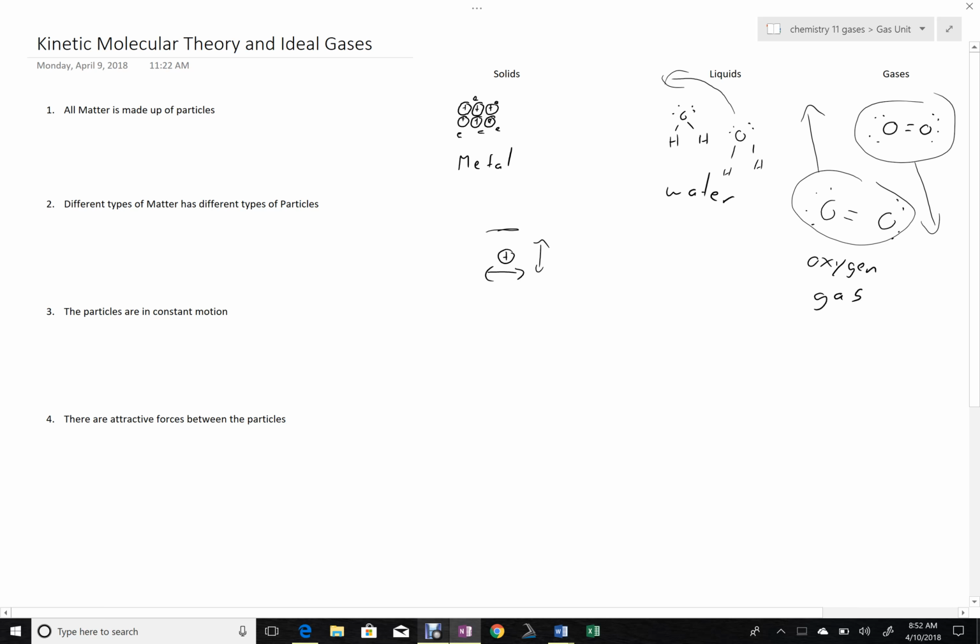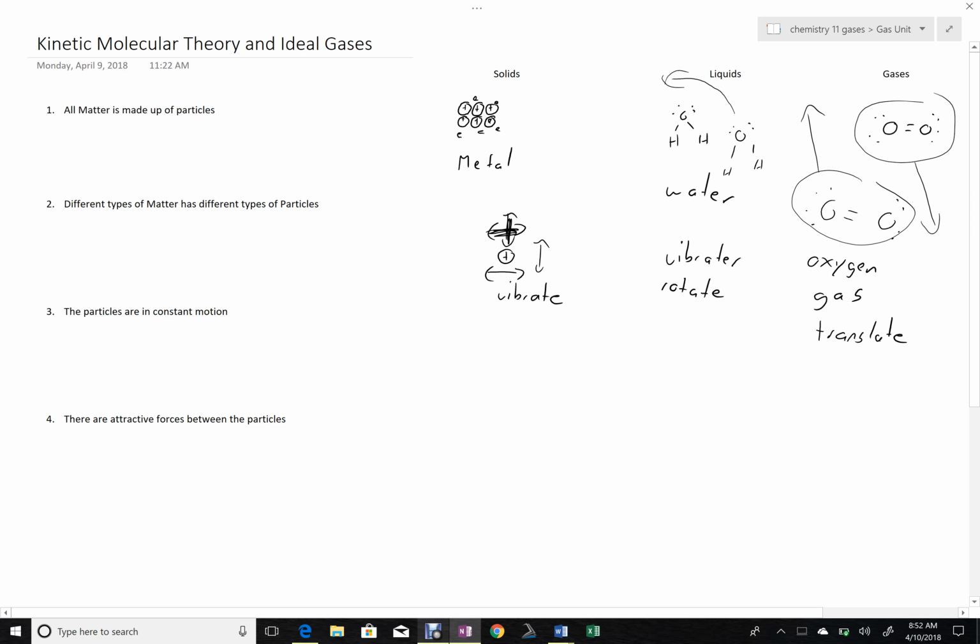So this particle can go back and forth like that, or up and down, and he can vibrate around. As long as he stays in that same basic location, he can vibrate even if he's in a solid. We say liquids will vibrate and rotate, which lets them flow past each other. And we say that gases can translate from location to location, actually physically flying about inside the container.